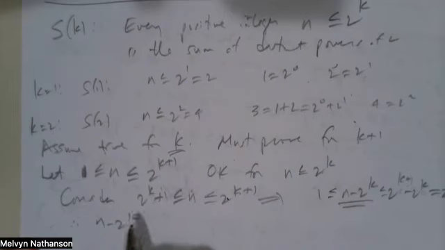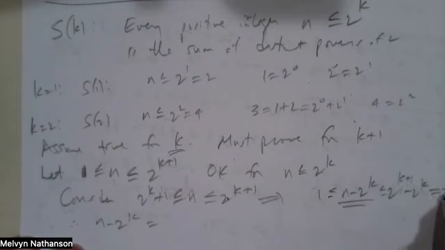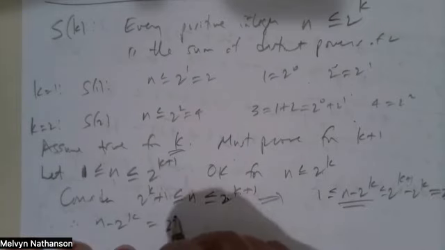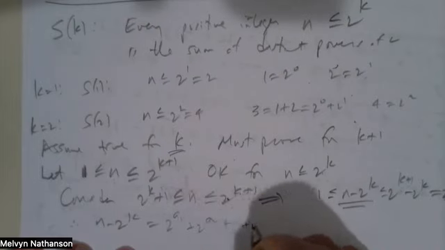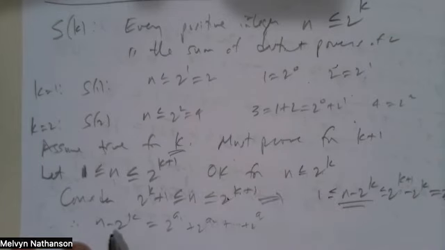Therefore, n minus 2 to the k, because it's less than 2 to the k, is a sum of powers of 2. You can write this as, let's say, 2 to the a1 plus 2 to the a2 plus 2 to the a sub I. Every number between 1 and 2 to the k is a sum of powers of 2. So n minus 2 to the k is a sum of powers of 2. So n is equal to 2 to the a1 plus 2 to the a2 plus 2 to the a sub I plus 2 to the k.